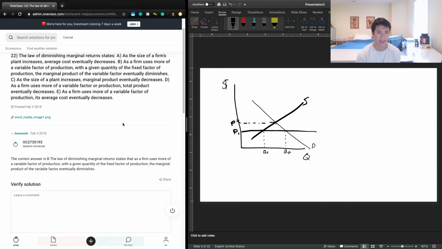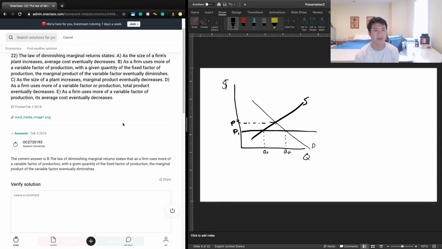D says, as a firm uses more of a variable factor of production, total product eventually decreases. And so this can be construed to be fairly similar to answer choice B, but if we see here that instead of referring to the marginal product of the variable factor, it refers to total product. And this is hinted at in the word marginal in the law of diminishing marginal returns, but we're always talking about marginal production.